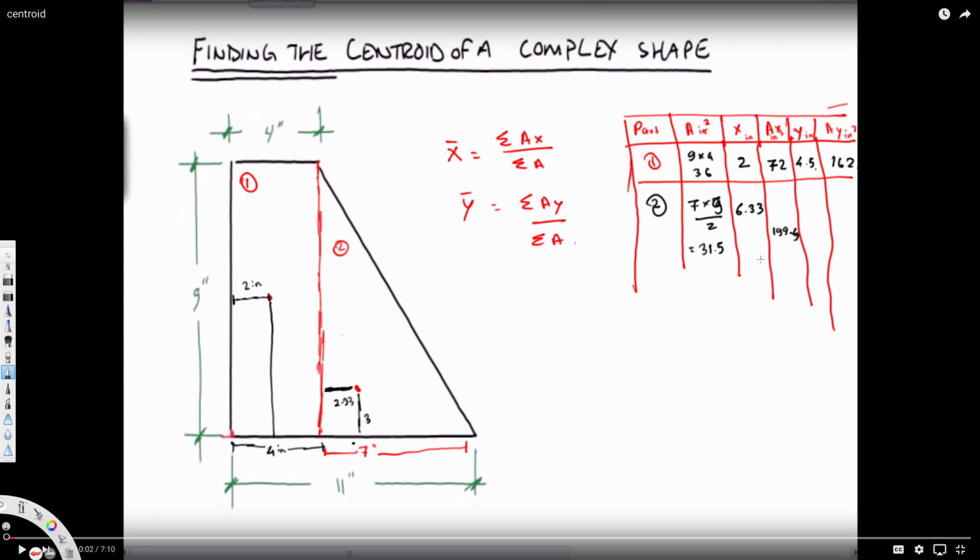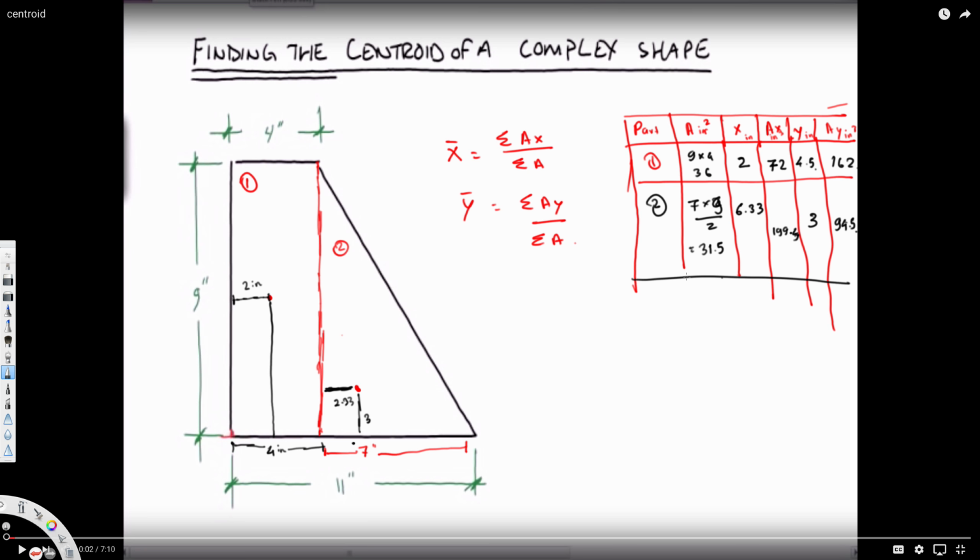Then y is going to be this height. From the bottom to here, the centroid is going to be 3. So this is my height, and Ay is simply the multiplication of 31.5 and 3, which is going to give us 94.5.